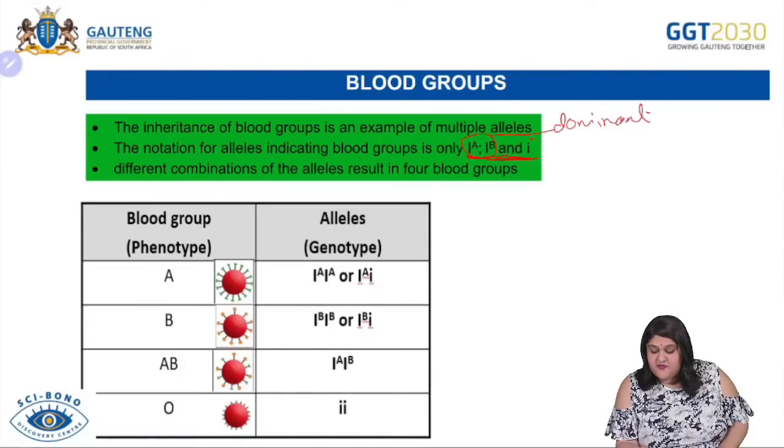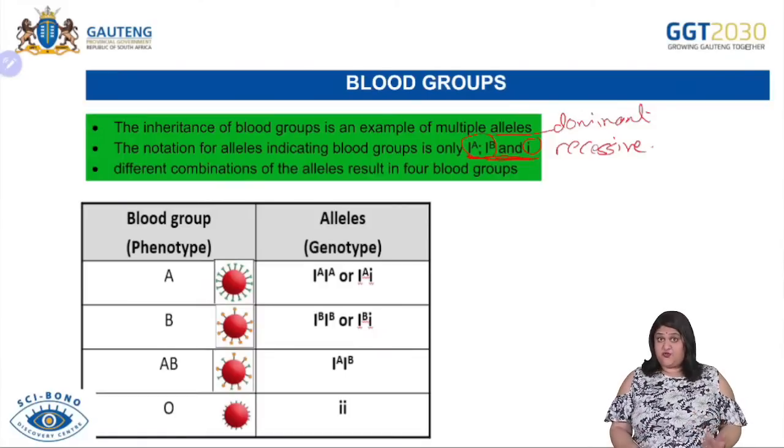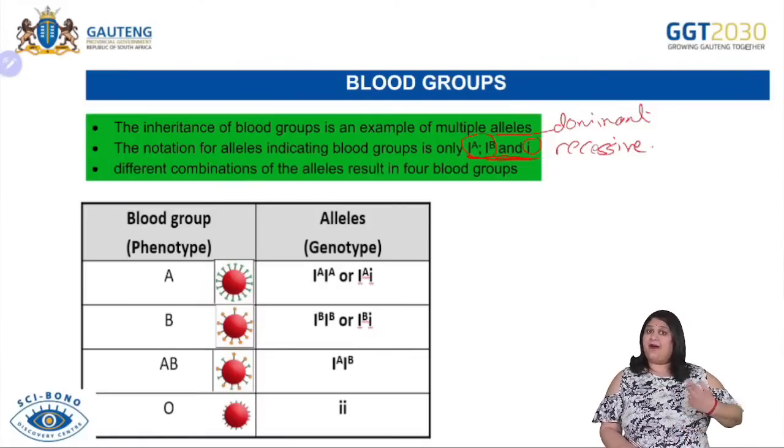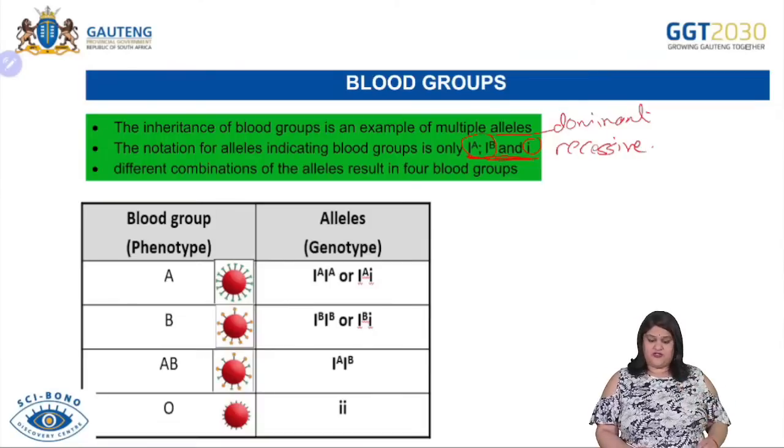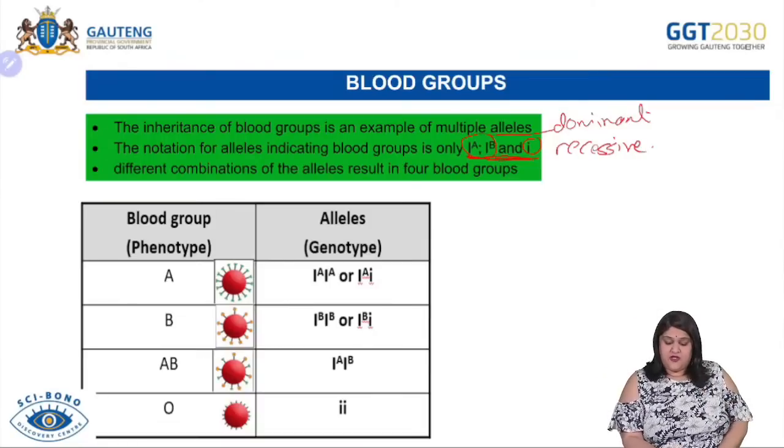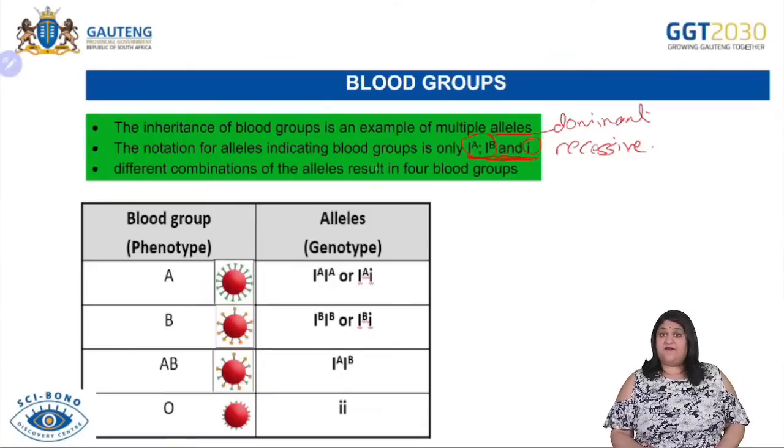Okay, and this one is recessive. But can you see how many there are here? There are 3 different alleles. Usually we only have 2 different alleles. So therefore this is multiple alleles, right? Because we have more than 2. So the different combinations of the alleles result in 4 blood groups.